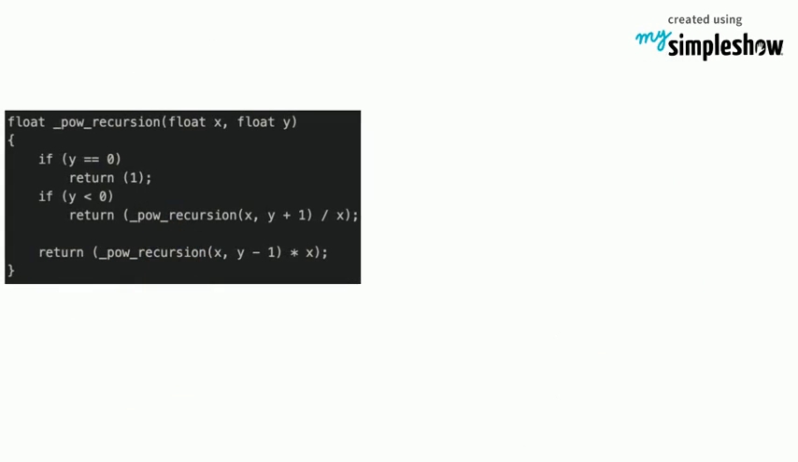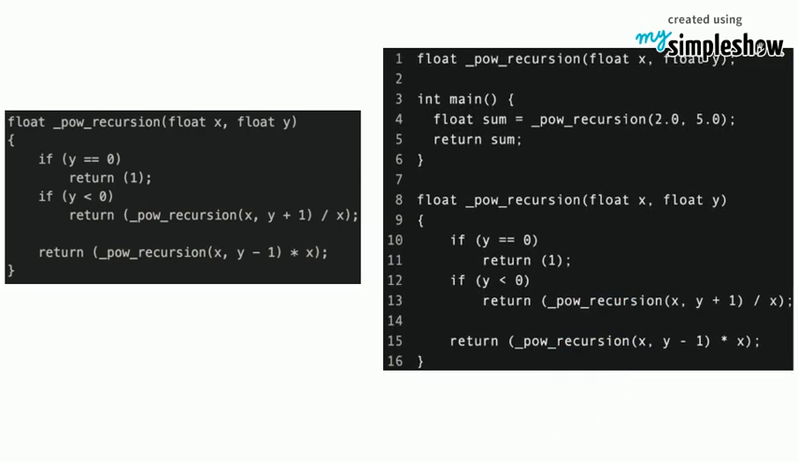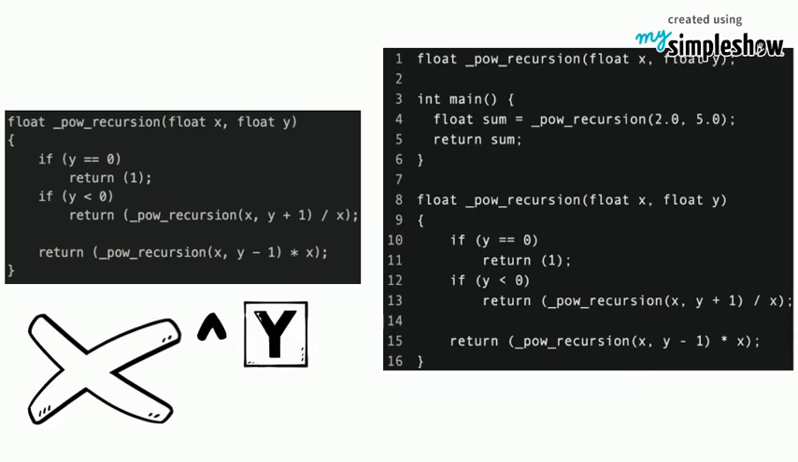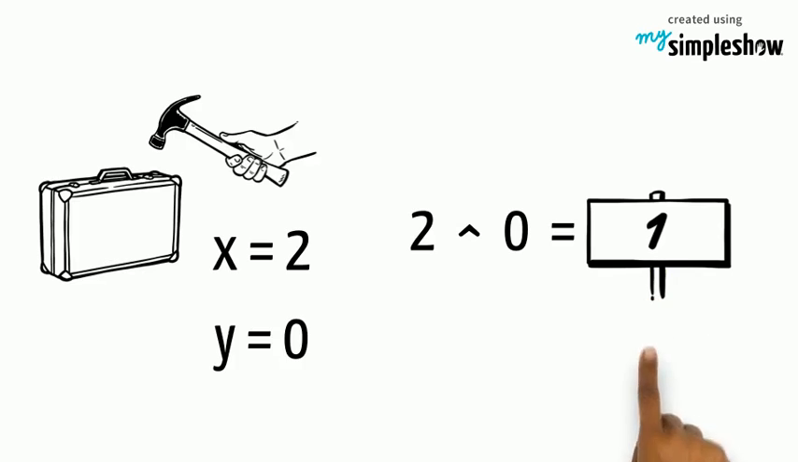Let's take a look at a real recursive function. In this function we are working on getting the answer for x to the power of y. To do this recursively, we call the function power recursion again and again, reducing y by 1 each time. When we finally hit the base case of y equals 0, we return 1 as anything to the power of 0 is 1.